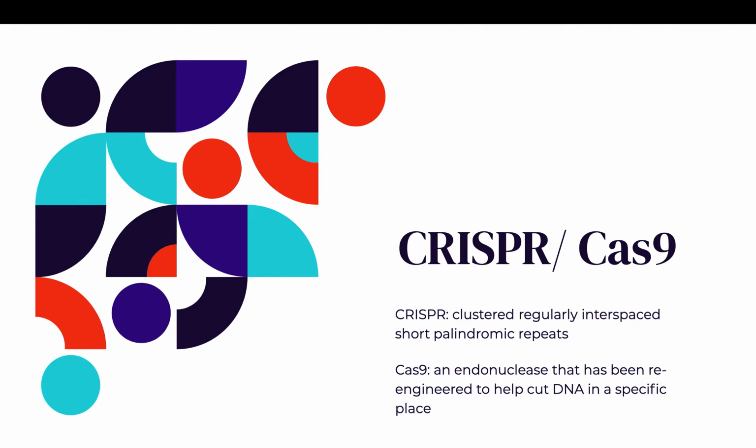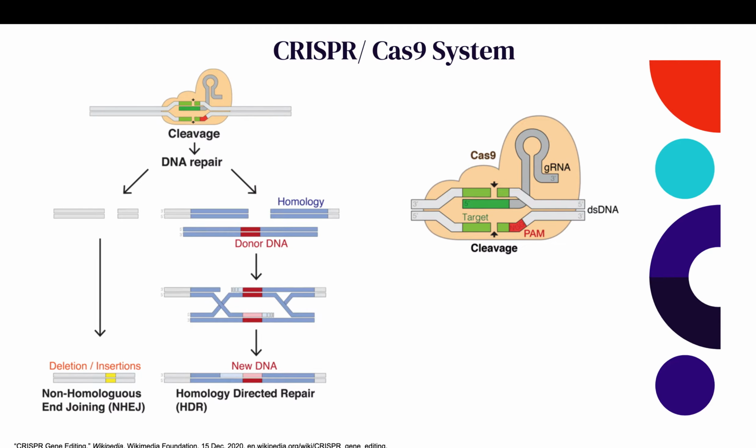CRISPR-Cas9. CRISPR stands for Clustered Regularly Interspaced Short Palindromic Repeats, and Cas9 is an endonuclease that has been re-engineered to help cut DNA in a specific place. CRISPR-Cas9 is a gene editing system that was originally discovered in bacteria. The gene editing technique works like this.